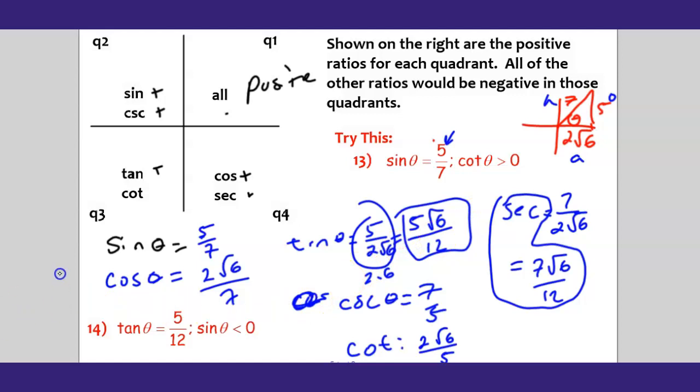There's one more right here. Let's see. Do I have time to do it? Yeah, I got time to do it. So let me do this.